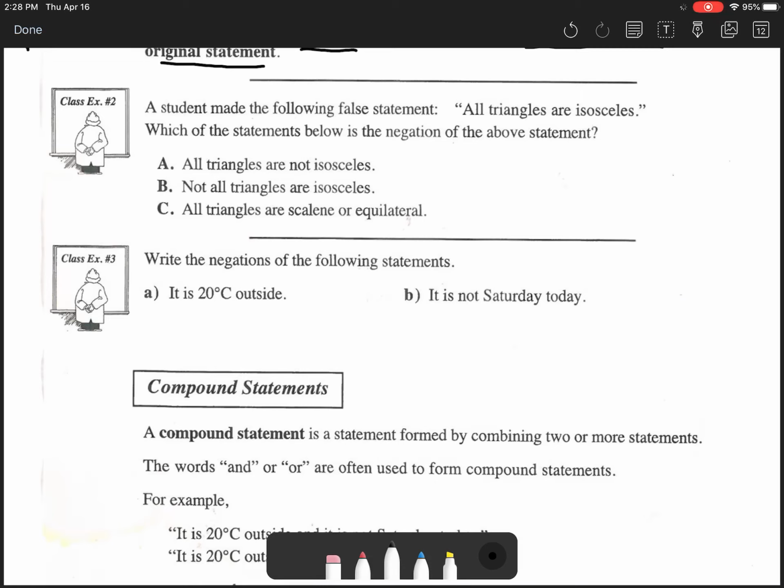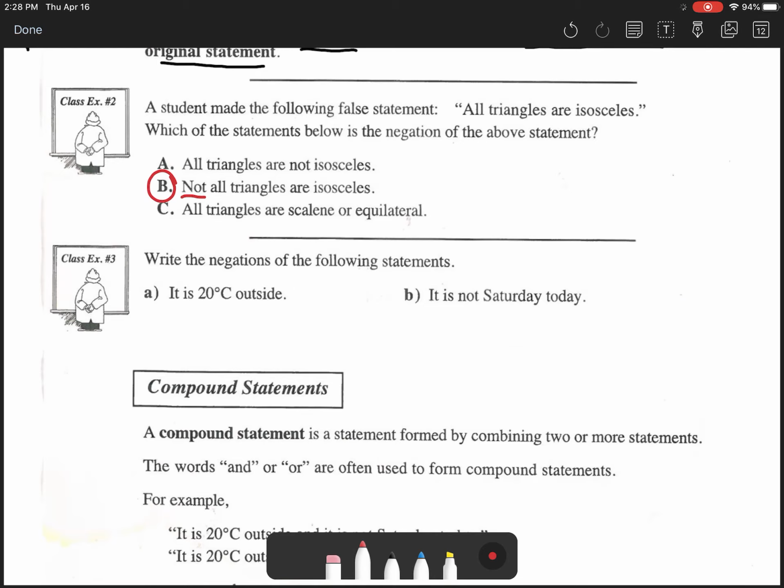A student made the following false statement: all triangles are isosceles. That's not true. They can be equilateral, they can be scalene. Which of the following statements below is the negation of the above statement? Is it all triangles are not isosceles, not all triangles are isosceles, or all triangles are scalene or equilateral?